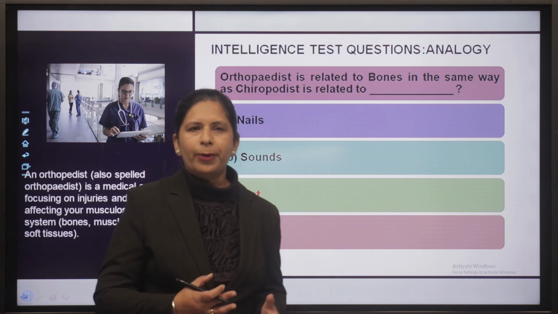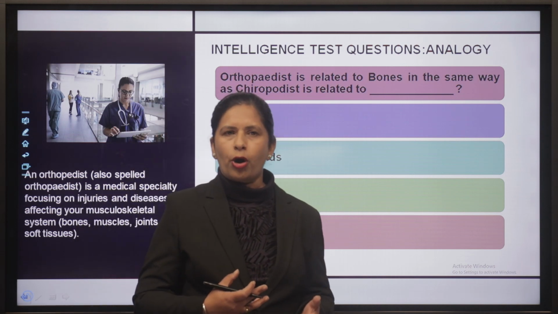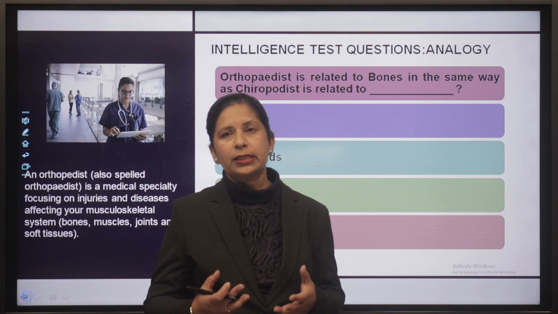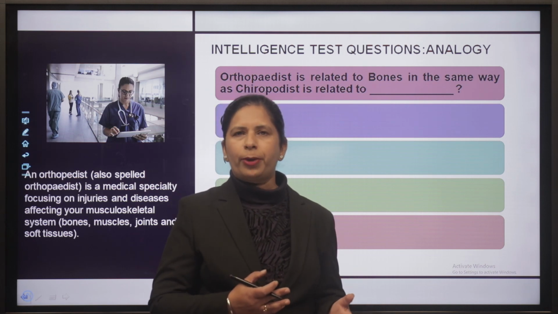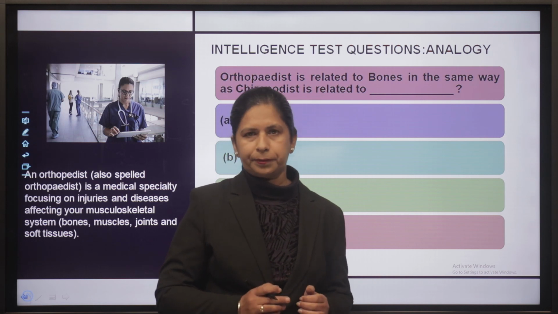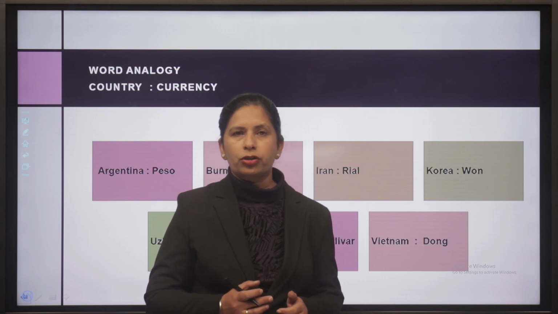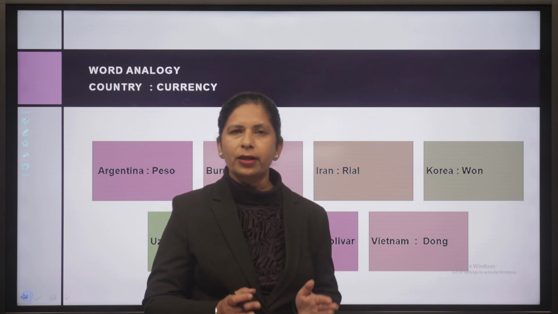Okay, so an orthopedist is someone who deals with injuries in your muscles or joints, related to your skeletal system. So that person is an orthopedist. So this is a kind of question that is based on analogy. Then in word analogy, you can also get lots and lots of questions based on country and currency.